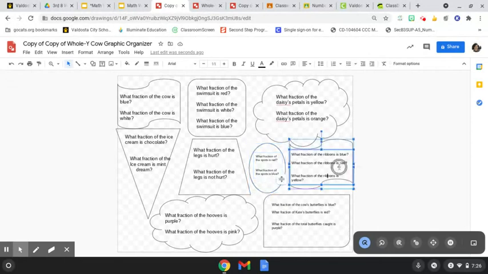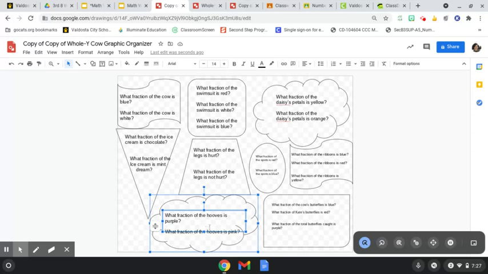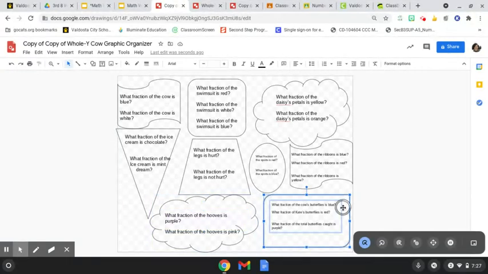What fraction of the ribbons is blue? What fraction of the ribbons is red? What fraction of the ribbons is yellow? What fraction of the hoops is purple? What fraction of the hoops is pink? What fraction of the cow is blue? What fraction of the butterflies is red? What fraction of the total butterflies caught is purple?